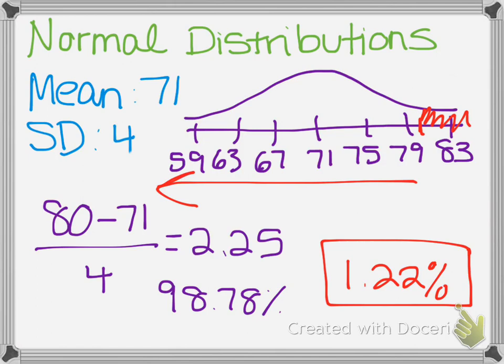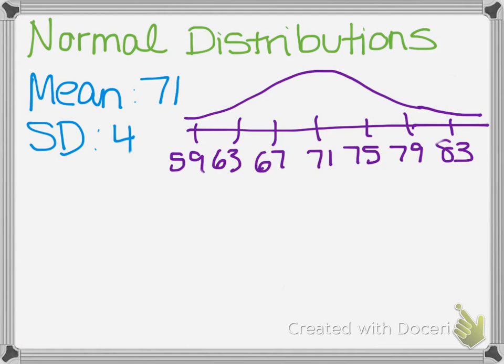So if I got a score of 80, that means that I'm in the 98.78 percentile, meaning I scored equal or better than that many people, or that percent of the population. That's awesome. Then that means that I'm only less than 1.22% of this population.